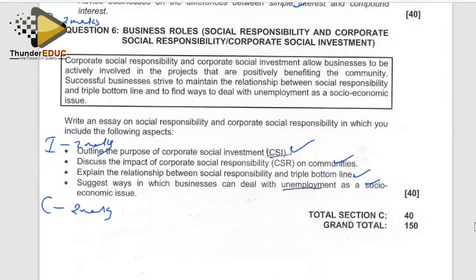Okay, right. So now let's check also how businesses can deal with the issue of the triple bottom line. Meaning we are going to explain the relationship between social responsibility and the triple bottom line. Businesses should not only focus on profit, but should also invest in corporate social investment projects. Businesses should not make a profit at the expense of the community. Under the issue of social or people, business operations should not have a negative impact on the community.